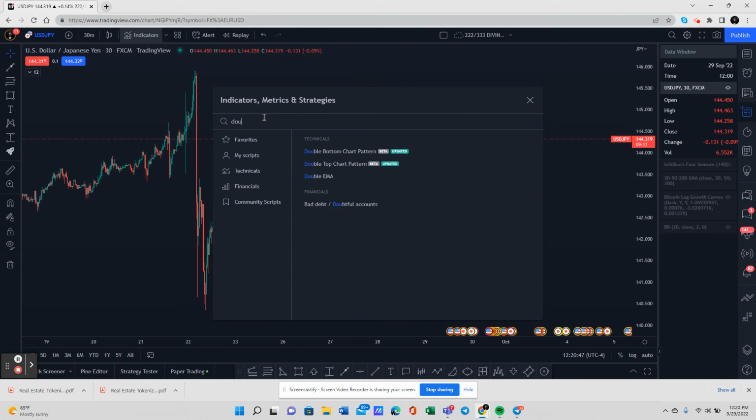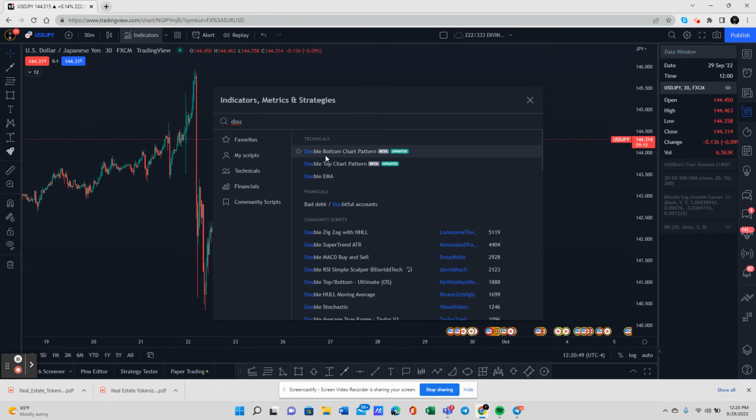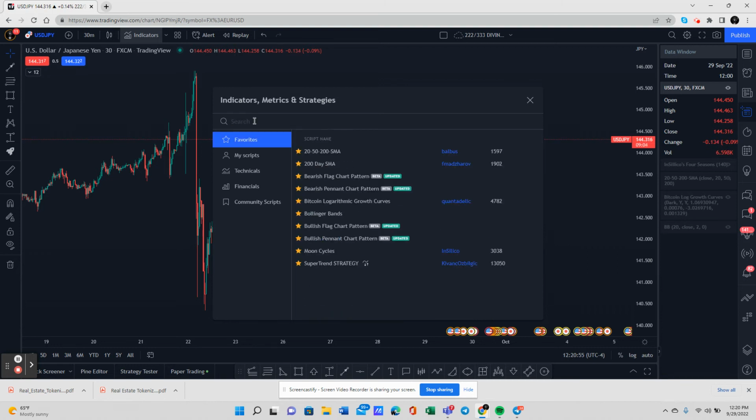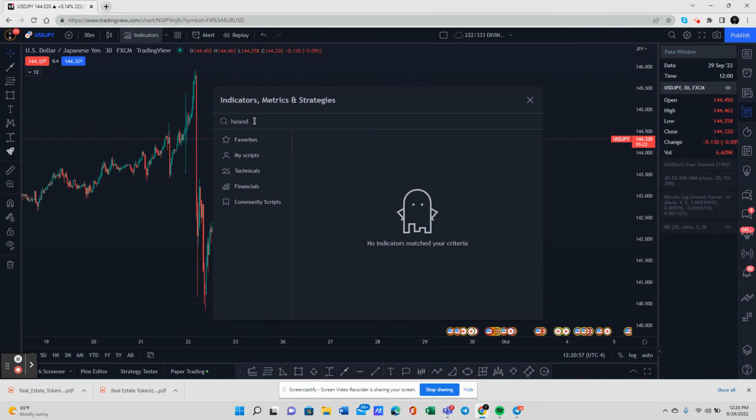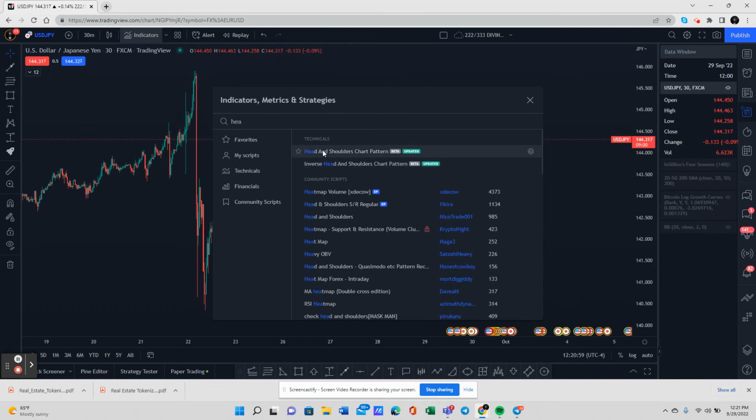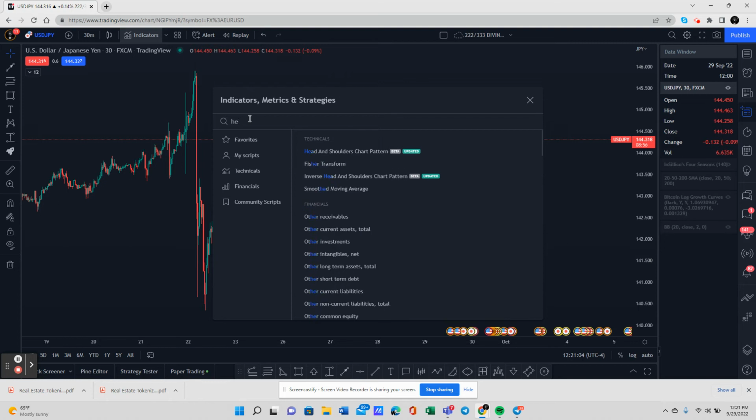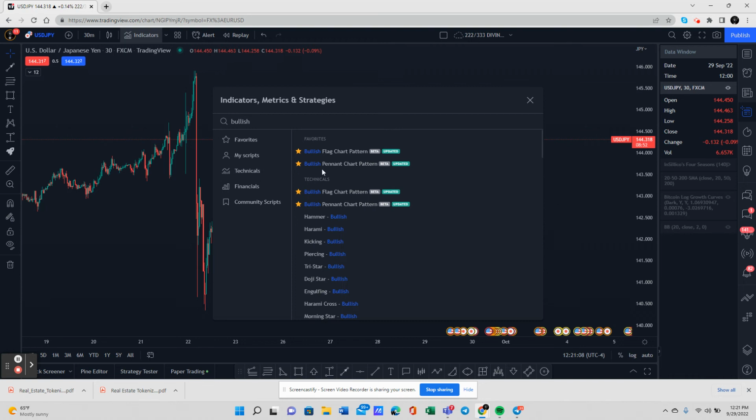So you can say double, and then you want to select these two. You want to do double bottom chart pattern and a double top chart pattern. All right, and then you want to go ahead and do head and shoulders. Got the head and shoulders pattern, inverse head and shoulders pattern. Okay. And now we want to do bullish flag chart pattern, and bullish pennant chart pattern.